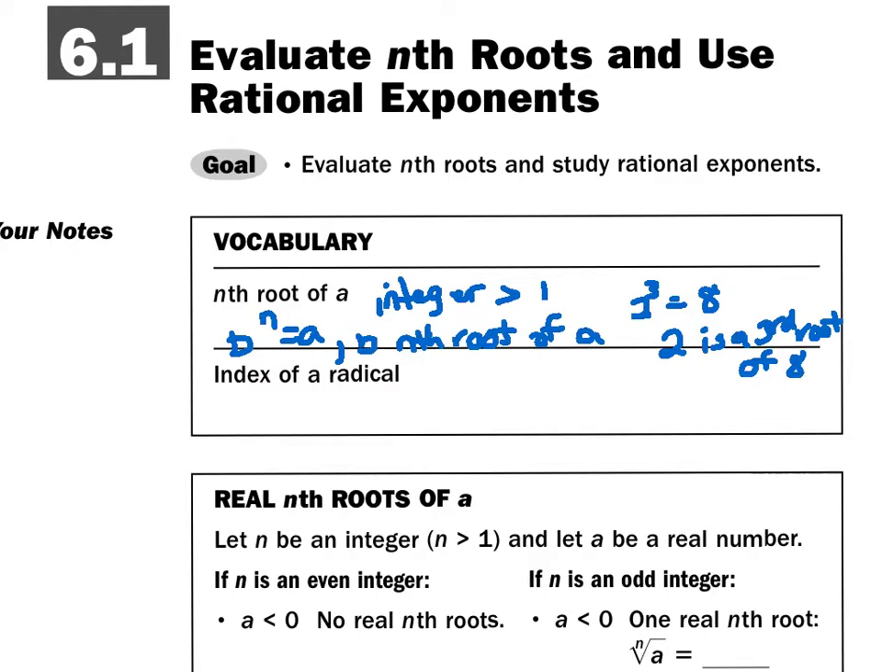Now the index of a radical. Index is what root number it is. And if you have a radical in there, the index would be the n up there. So if we have 4 here, my 2 times 2 is 4, times 2 is 8, times 2 is 16. So the fourth root of 16 equals 2.